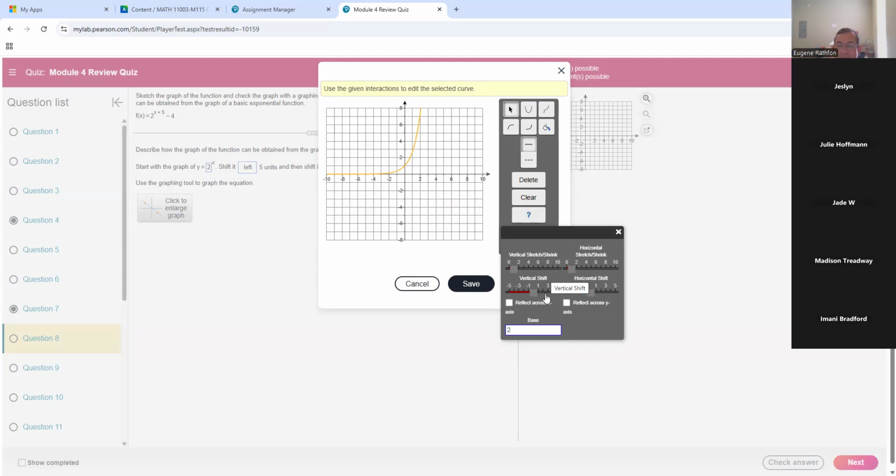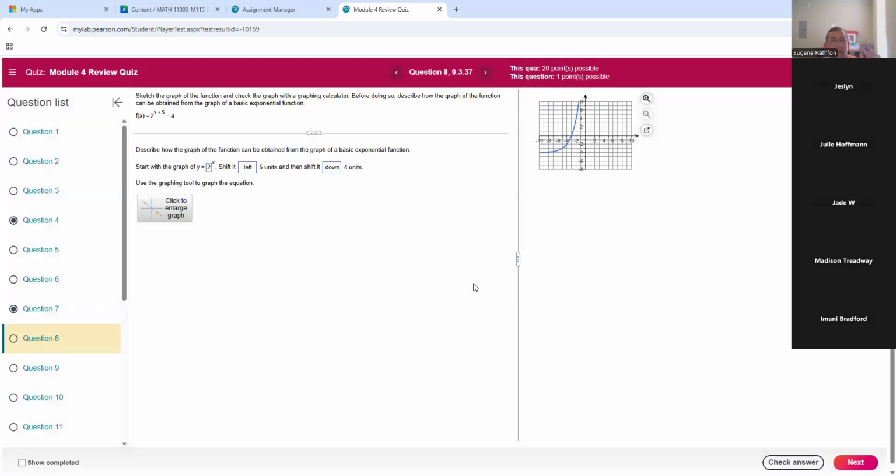All right, you said left 5 units. So take that horizontal shift and go left to -5. Then y'all said down 4 units. So take that vertical shift and go to -4. Now my graph has moved left and down. So at that point, I'm going to save that and be ready to move on, okay? But y'all, the most important thing on that problem is to make sure you change that base.